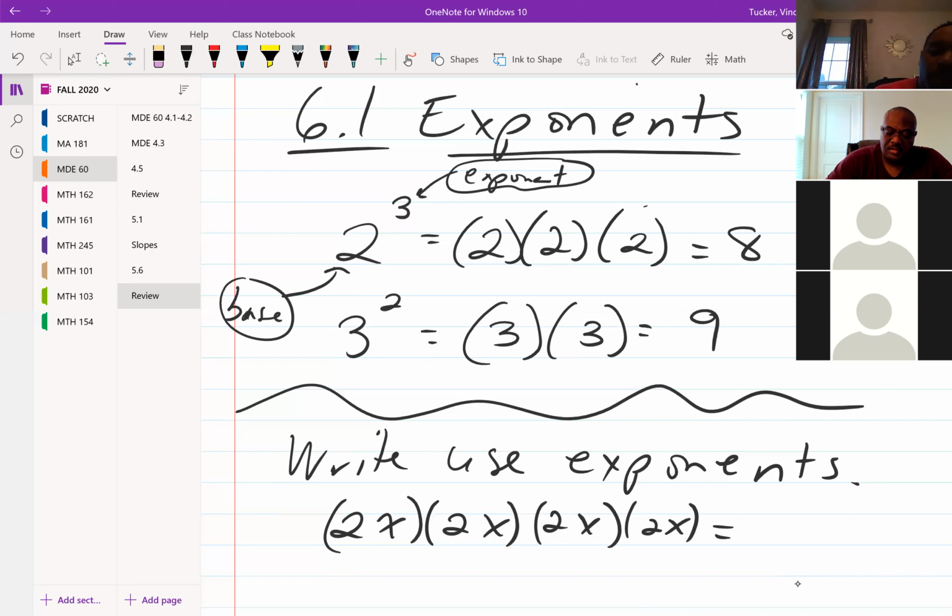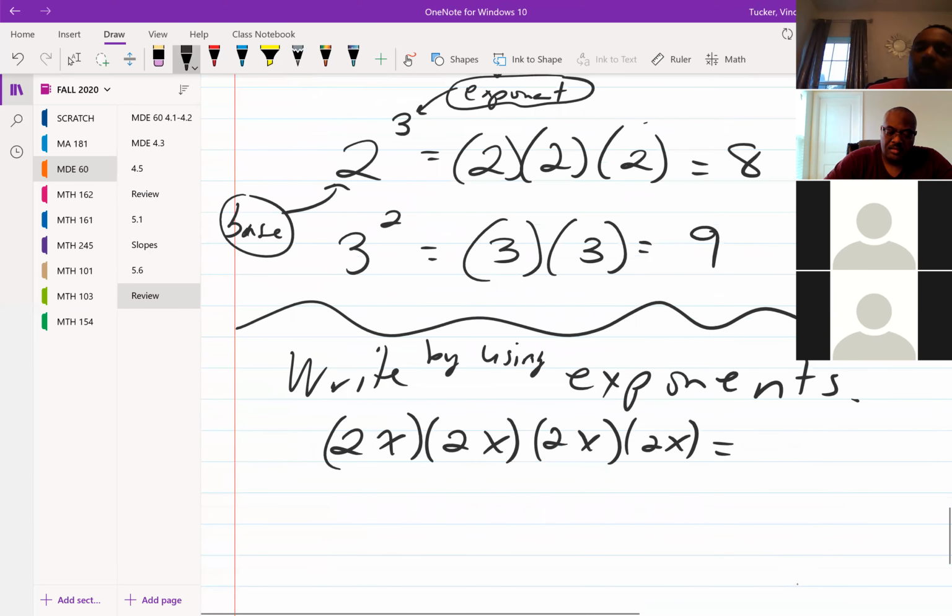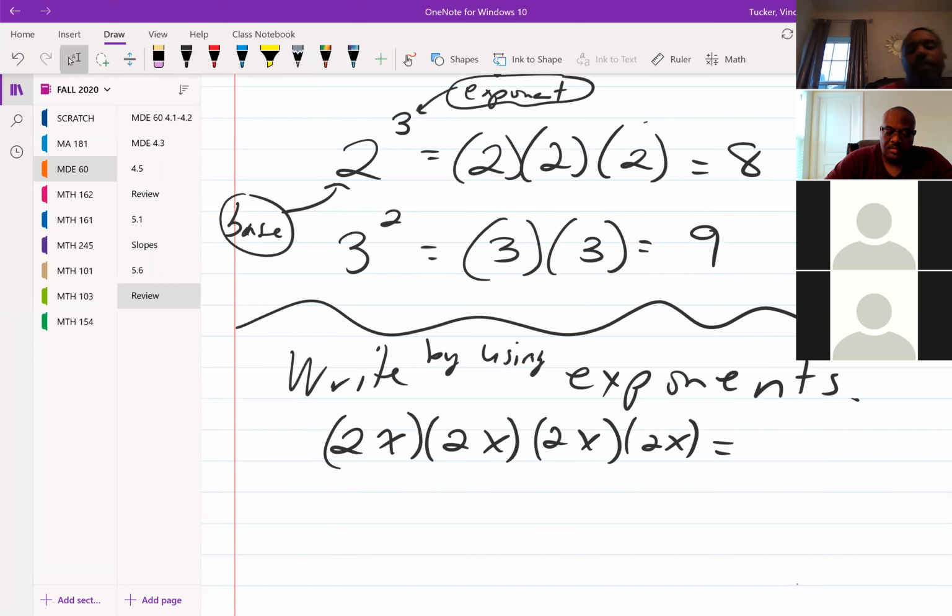Another exercise you can see by using exponents. We have 2x times 2x times 2x times 2x, so that would be (2x) to the 4th power.